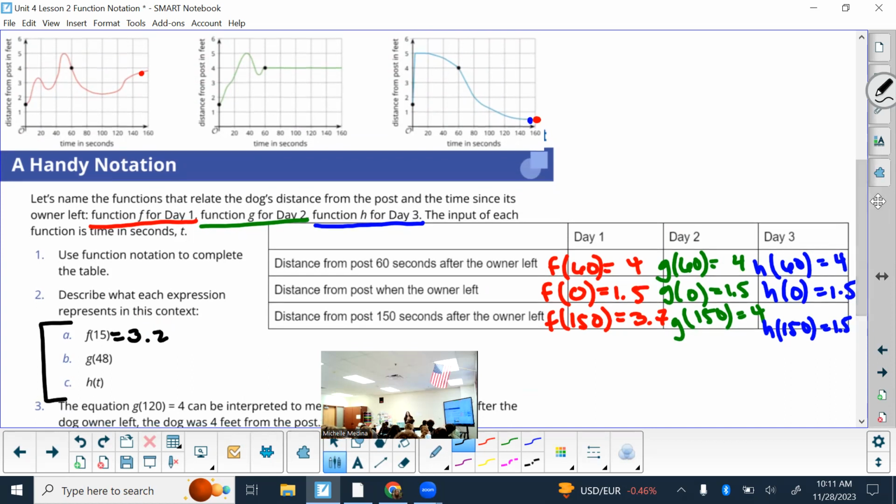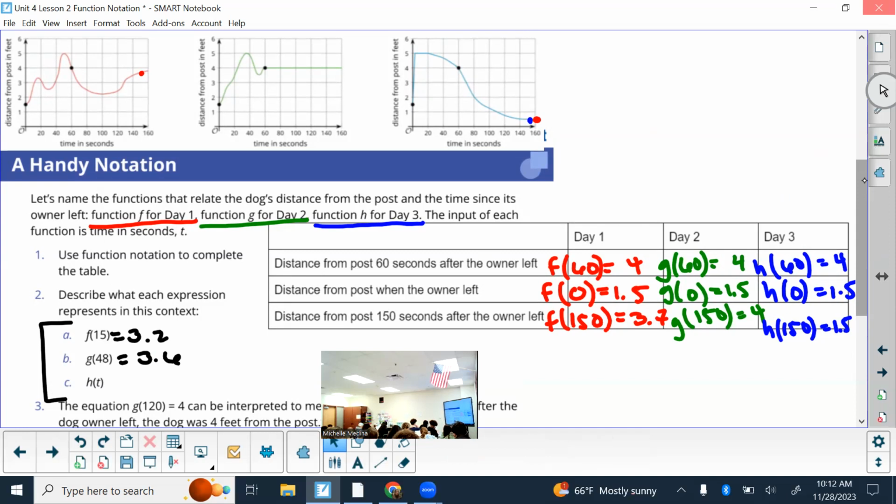G of 48, what day is that referring to, class? Day 2, and in that one, it's wanting to know 48 seconds after the owner left about how far was the dog. Yeah, you have to estimate it. I would agree about like 3.6-ish, something like that. All right, so good. I think we're getting the hang of it. Now in C, so like H of T, it's talking about day 3, but this time they're not specifying what input. All right, they're just telling you the input's time. That's it. Now for these ones down here, and today we're just looking at graphs.